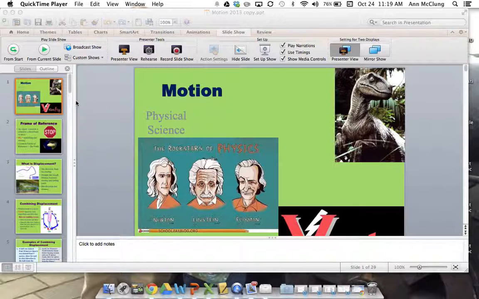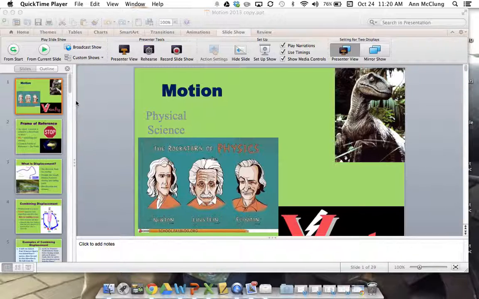Hello, today we're going to talk about motion. The big ideas with motion is how things move, and we're going to record and calculate and find out object speed and acceleration and also deceleration as well as momentum. But today's topic is primarily about frame of reference, displacements, and also calculating velocity and speed.